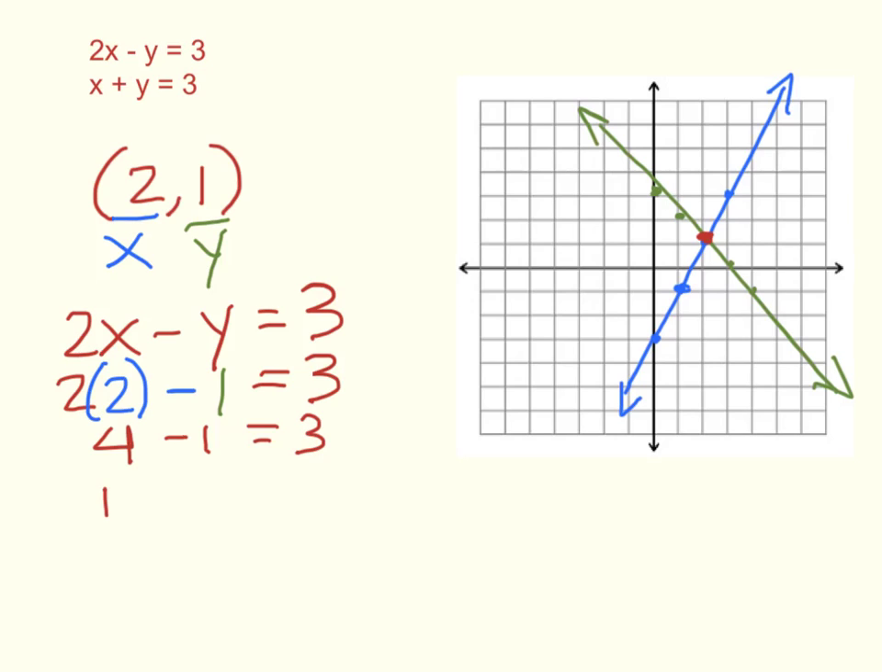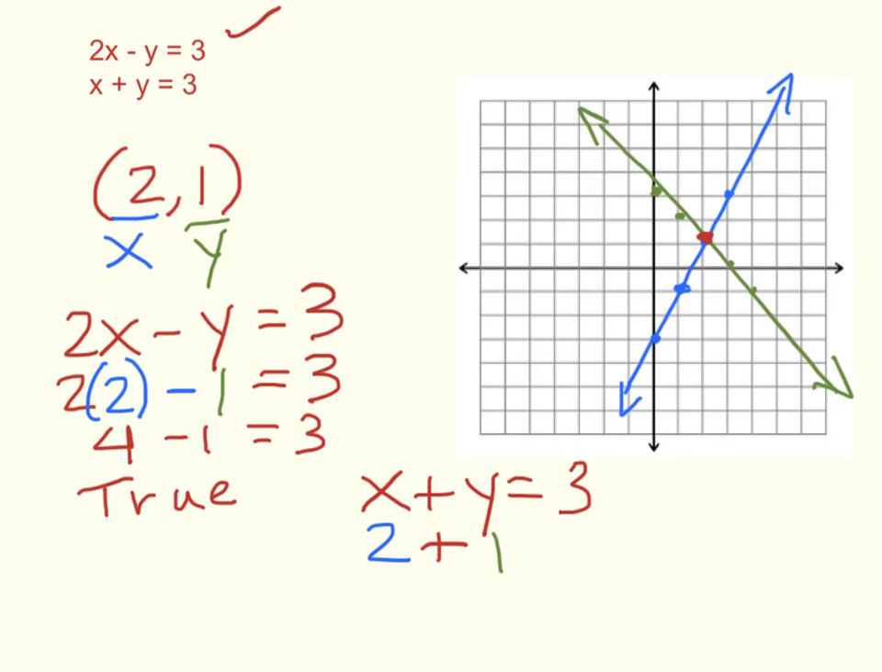That's true. So I've checked my first equation. That one's good. Now I just need to check the second equation. The second equation was x plus y equals 3, and I know you guys are very quick and you could do this in your head, but I'm just showing you the steps. So I'm going to plug in a 2 for x plus my 1 for y, and that equals 3, which is also true. So I've done the most important step, which was checking. Most important.